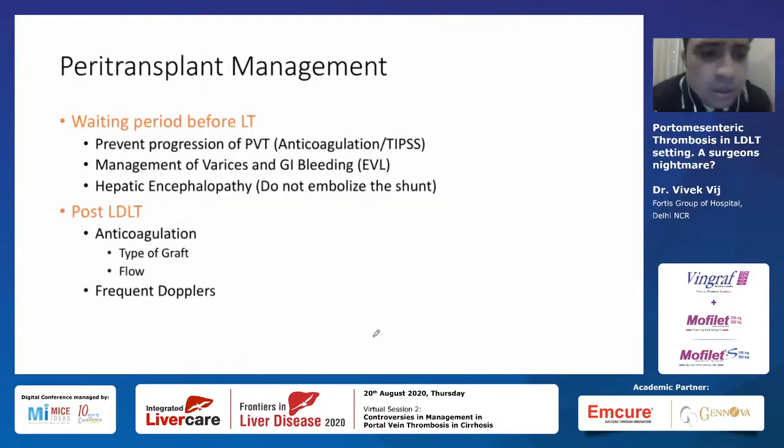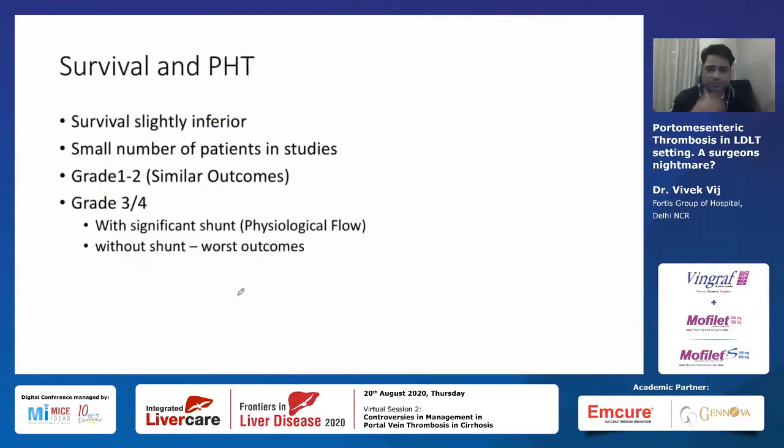So regarding peri-transplant management, I think this is pre-transplant management. Post LDLT, we have two issues. One is, should we continue with anticoagulation, and we should do more frequent Dopplers to detect decrease in portal flow or portal vein thrombosis at an early stage. So anticoagulation, I'll cover later. Survival and portal hypertension.